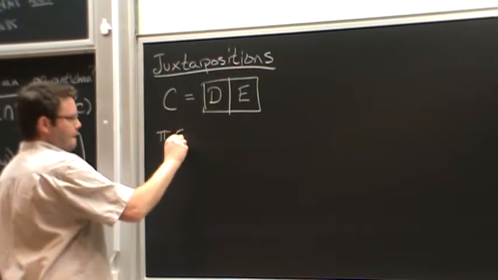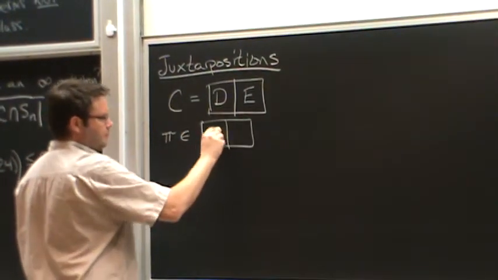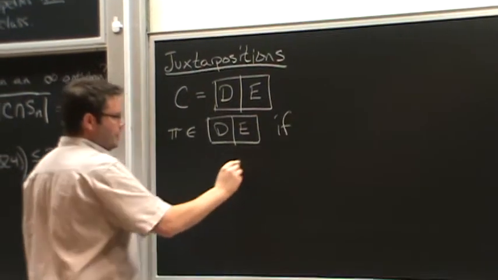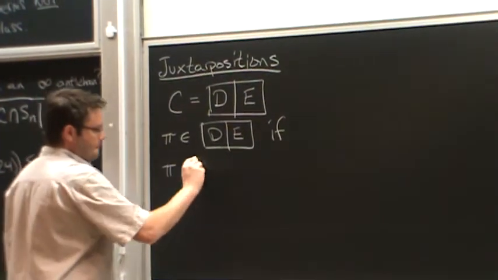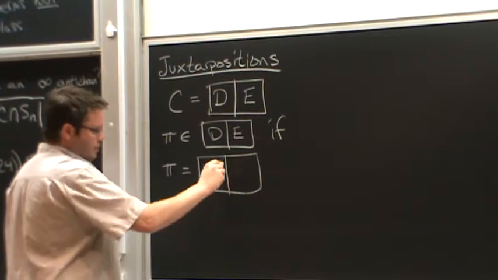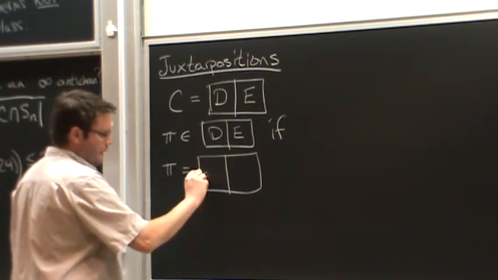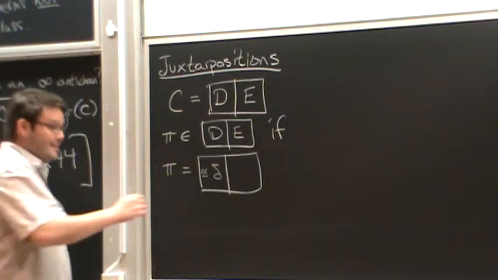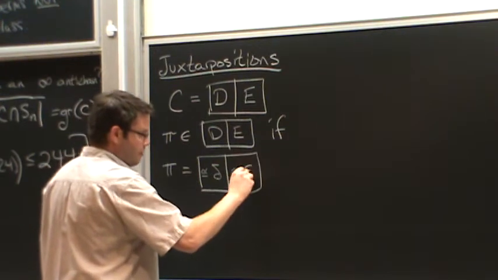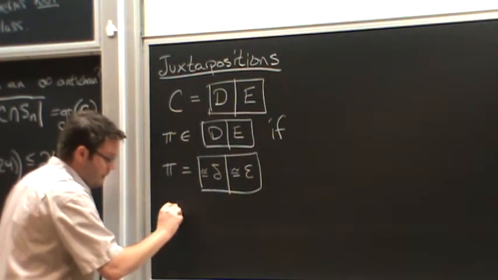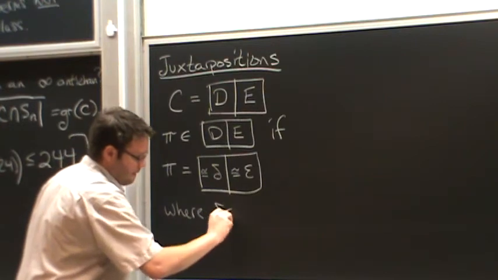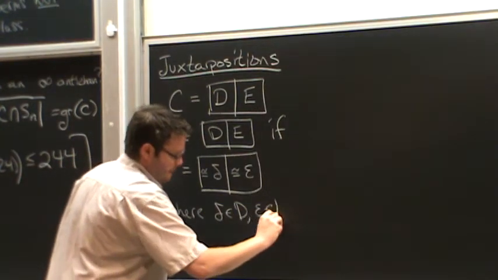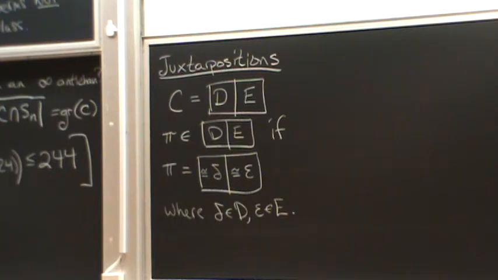Pi is in this juxtaposition if we can express pi, and this is what we do: we take pi and we slice it. The first part is order isomorphic to some permutation delta. The second part is order isomorphic to some permutation epsilon, where delta belongs to the class D and epsilon belongs to the class E. Okay, so that's a juxtaposition.